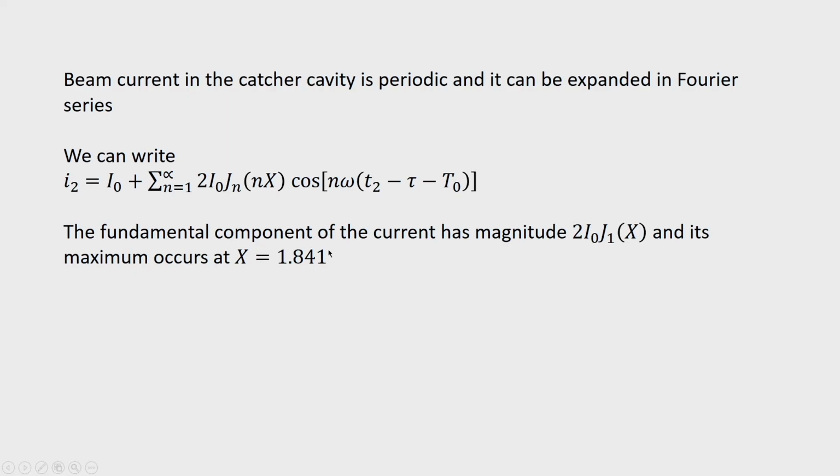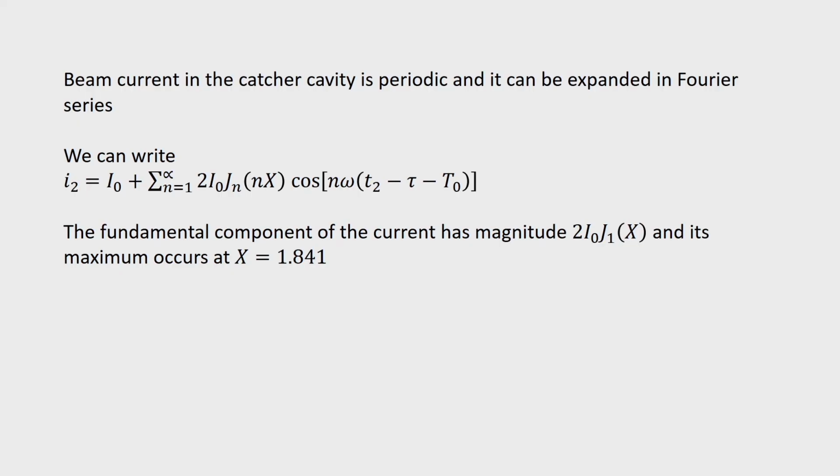and the fundamental component of the current has a magnitude of 2 I naught J 1 of x, and the maximum of this fundamental component occurs at x is equal to 1.841. So, J 1 of x, the first order Bessel function, attains its peak value for x equal to 1.841.